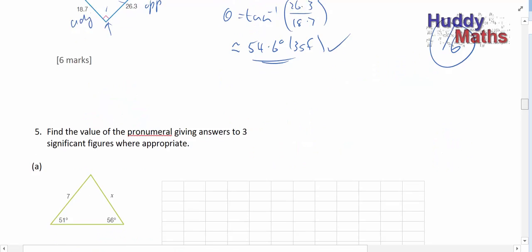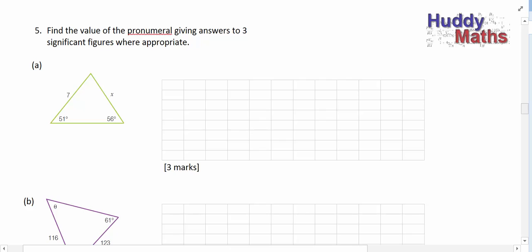Okay, let's go on now and have a look at this one. So this is the non-right angle triangle trigonometry there. We haven't got a 90, so we can't use SOHCAHTOA. So what we've got now is, what do you reckon? Well, we've got a side and the angle opposite. We want a side and we've got this angle opposite. So we can say x over sine of 51 equals 7 over sine of 56.